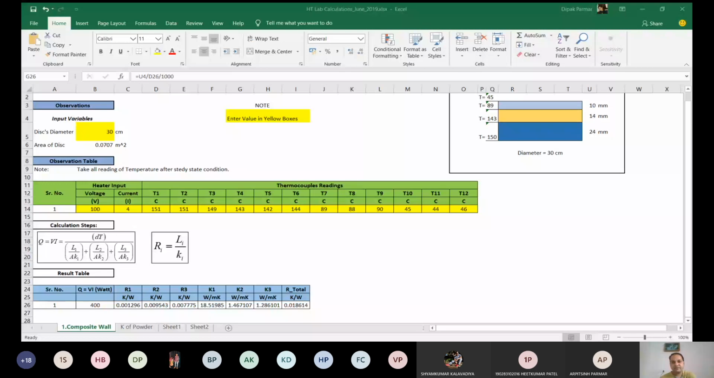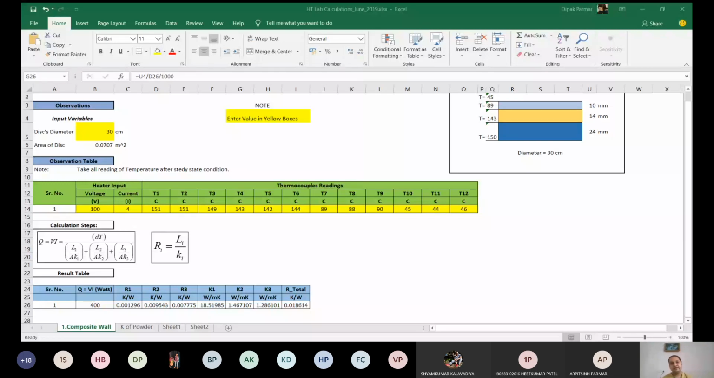So here is 150, here is 143. Temperature difference is only 7. Delta T is only 7. While here 143 to 89, your delta T is increased as your conductivity is less. And in the third case here we are having 45. The delta T is again more compared to this.